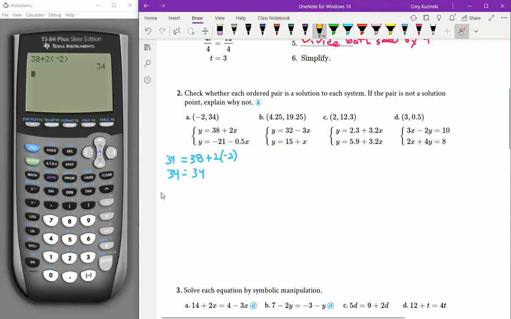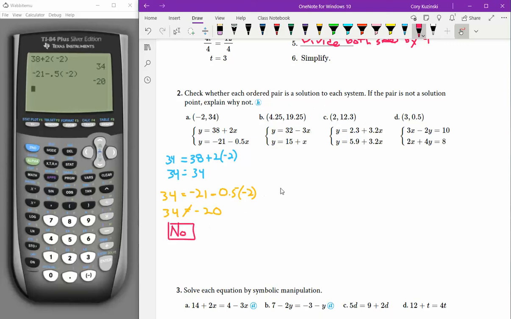Then we'll take the 34, put it into the second equation for y, and put the negative 2 into the second equation for x. And we'll see if that's a true statement. So negative 21 minus 0.5 times negative 2. And we get negative 20. So since 34 is not equal to negative 20, this is not a solution. So we'll say no, because it works in the first equation, but not in the second equation. It's got to work in both.